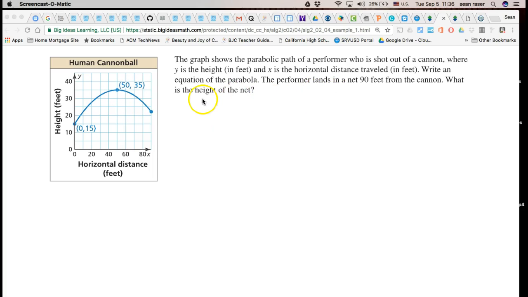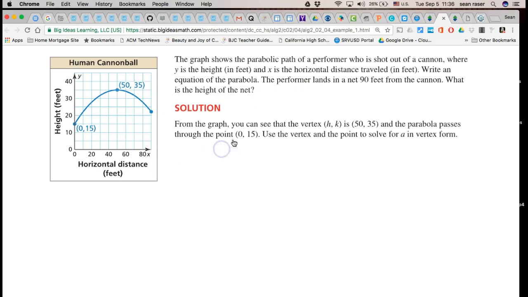So let's first write an equation. Since we know 2 points on this graph, we know the vertex and we know this point, we're going to use vertex form. Now, if you remember from vertex form, you should all have that written down. In vertex form, we have 3 values that we need to find. We need h, k, and a. So we don't know a yet. We're given h and k, but we're going to use this other point that we're given to solve for a so we can get our full equation. So we're going to use the vertex and this point, (0, 15), to solve for a.